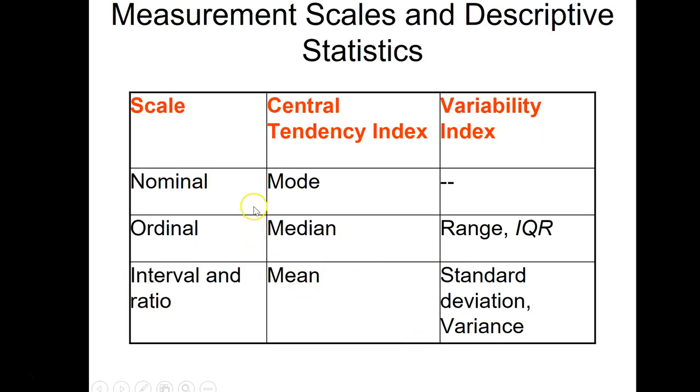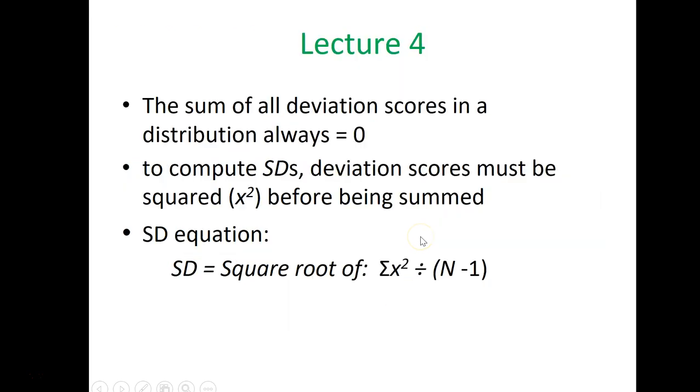So if your scale is nominal, then the best way to measure typicalness is the mode. If your scale is ordinal, the best way is the median, and we can use the IQR, or the range, to describe variability. And for the good numbers, the continuous numbers, the best thing to use is the mean, and we can do all kinds of math once we have the mean.